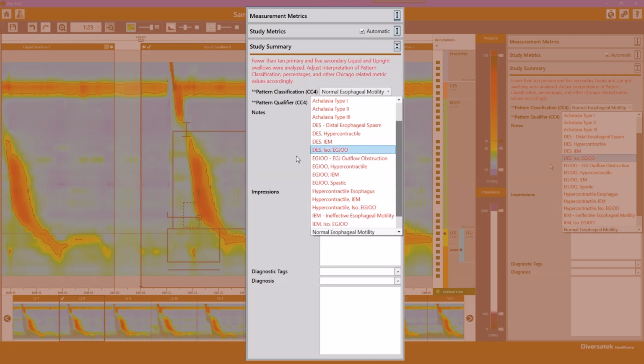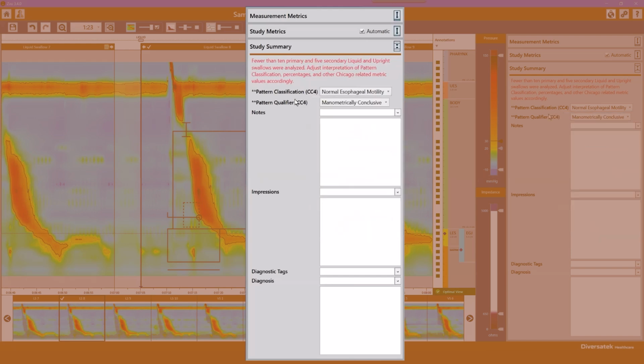In addition to pattern classifications, we now have a pattern qualifier. The pattern qualifier refers to whether or not criteria were met in the manometry only. It does not take into account any other provocative tests they may have had. The pattern qualifier is either manometrically conclusive or manometrically inconclusive. As always, the reviewer remains in control of these fields and can adjust them if they do not agree with what ZView has populated.